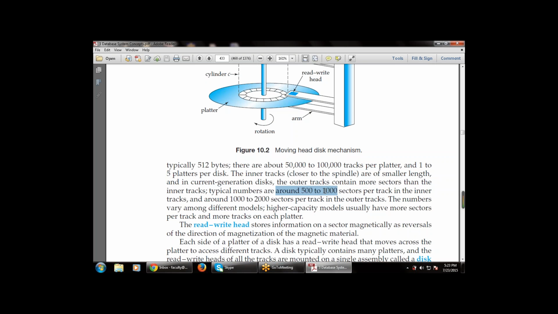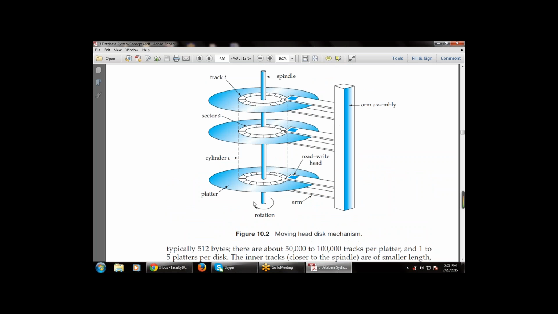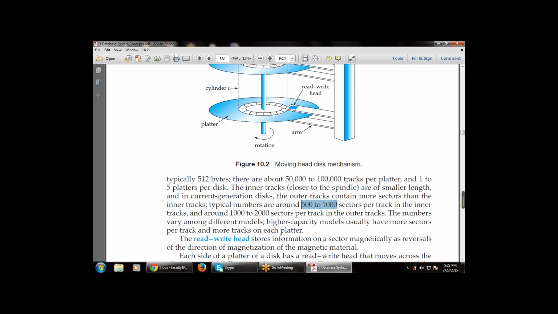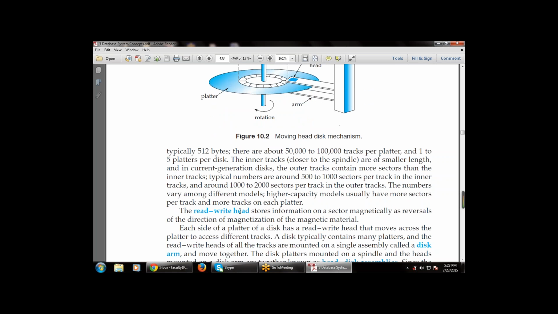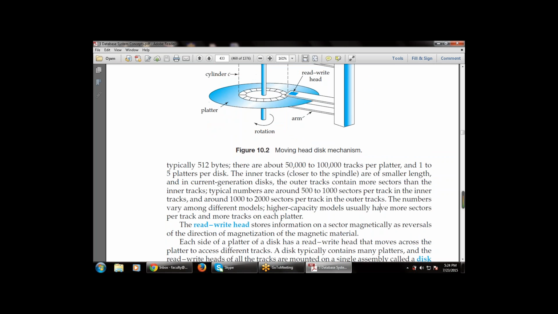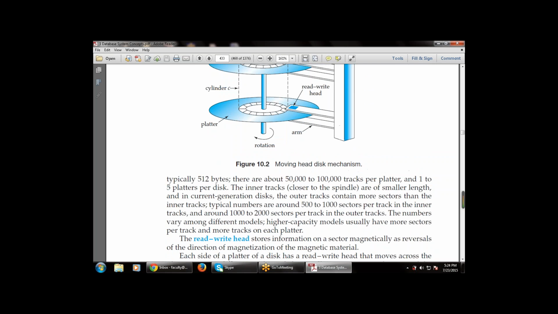Typically, the numbers are around 500 to 1000 sectors per track in the inner tracks, and around 1000 to 2000 sectors per track in the outer tracks. The number may vary. Different models, higher capacity models, usually have more sectors per track and more tracks on each platter.